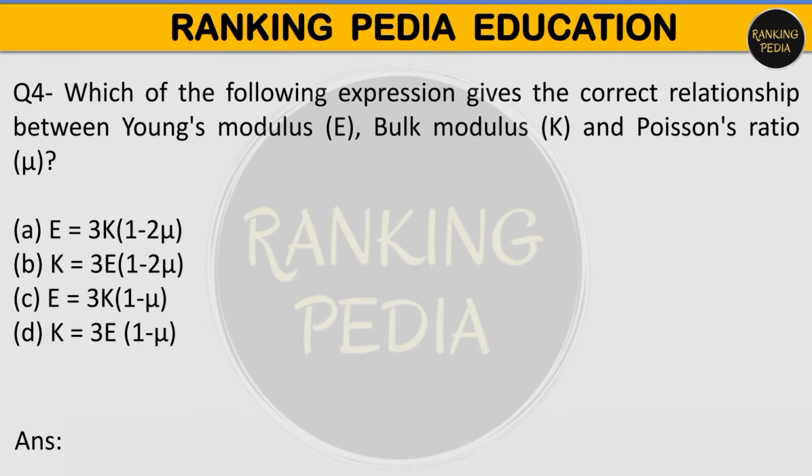Next question: which of the following expressions gives the correct relationship between Young's modulus, that is E, bulk modulus, that is K, and Poisson's ratio, that is mu? E is equal to 3K into the bracket 1 minus 2 mu. This equation gives the correct relationship between Young's modulus, bulk modulus, and Poisson's ratio. So the correct option is A, E is equal to 3K(1 minus 2 mu).